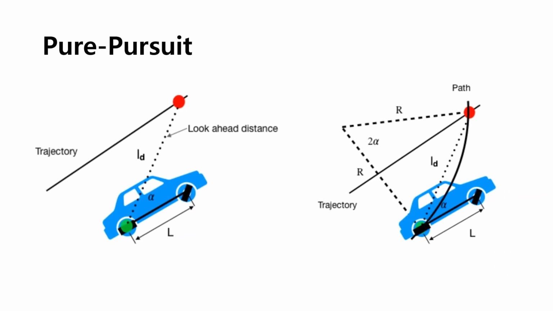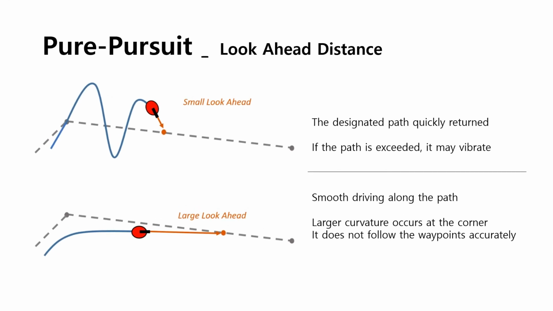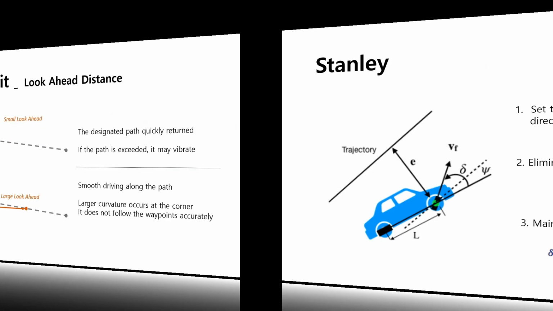Pure pursuit is a path-following algorithm used by robots or autonomous vehicles to track and reach their target points. The algorithm is based on the current and target positions of the robot or vehicle and determines the next target point to generate a control input. The pure pursuit algorithm runs fast and smoothly along the path. Exceeding paths can cause vibration, and large curvature in corners can cause difficulty in tracking the path accurately. It may not follow the target path exactly, but it is mainly used for smooth driving.